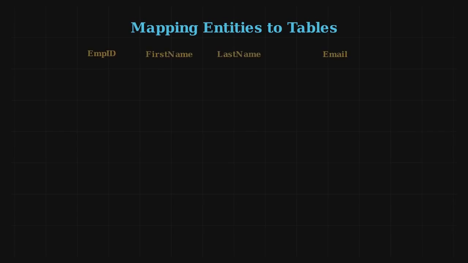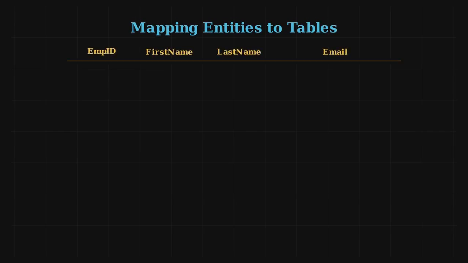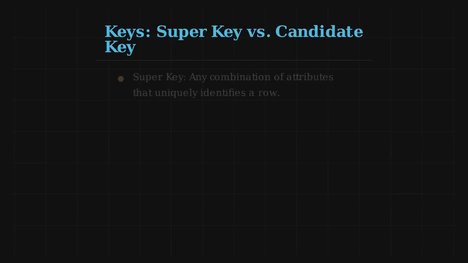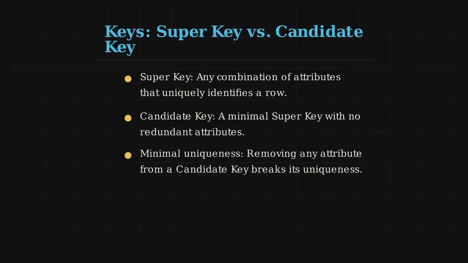When we map entities to databases, attributes become columns and records become rows. To ensure each record can be distinguished from all others, we must define database keys. A superkey is any set of attributes that uniquely identifies a record.